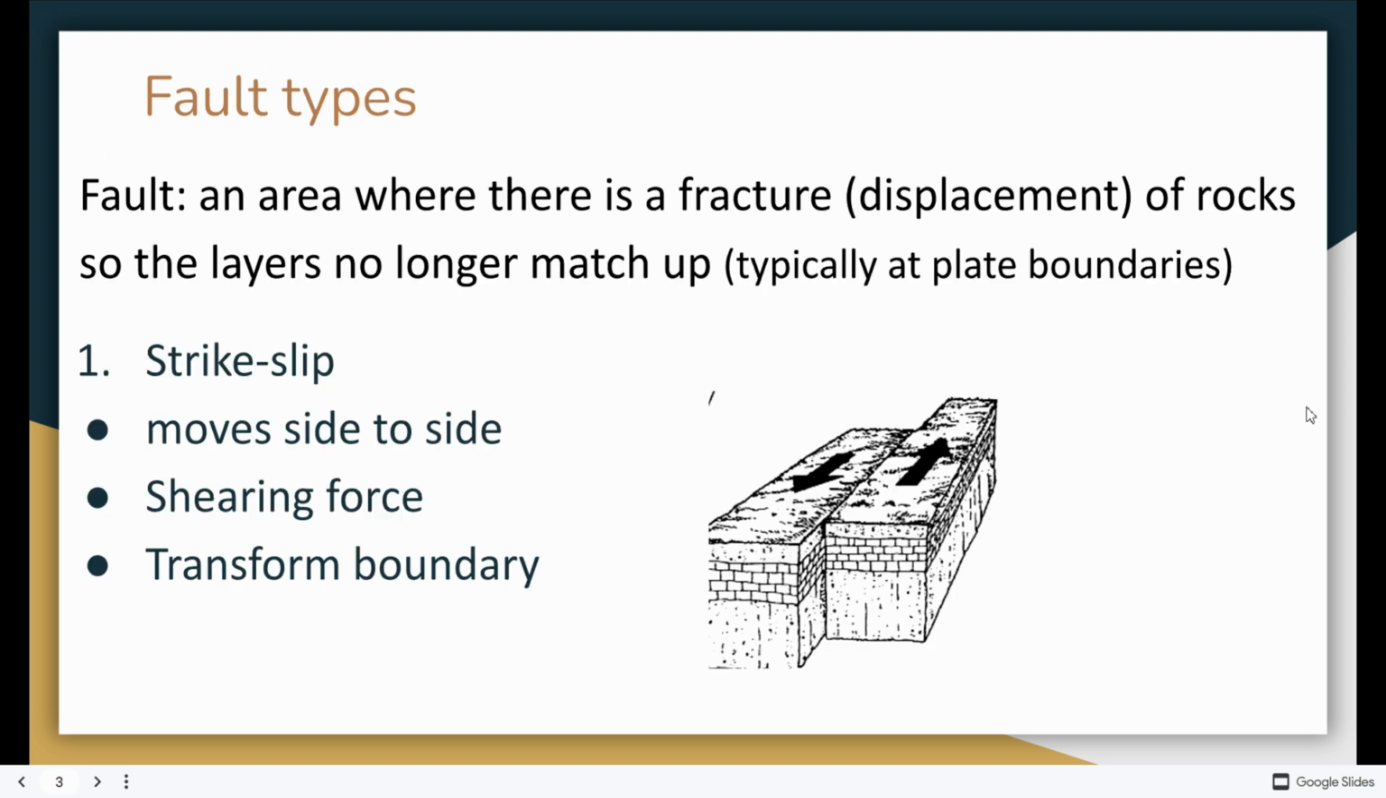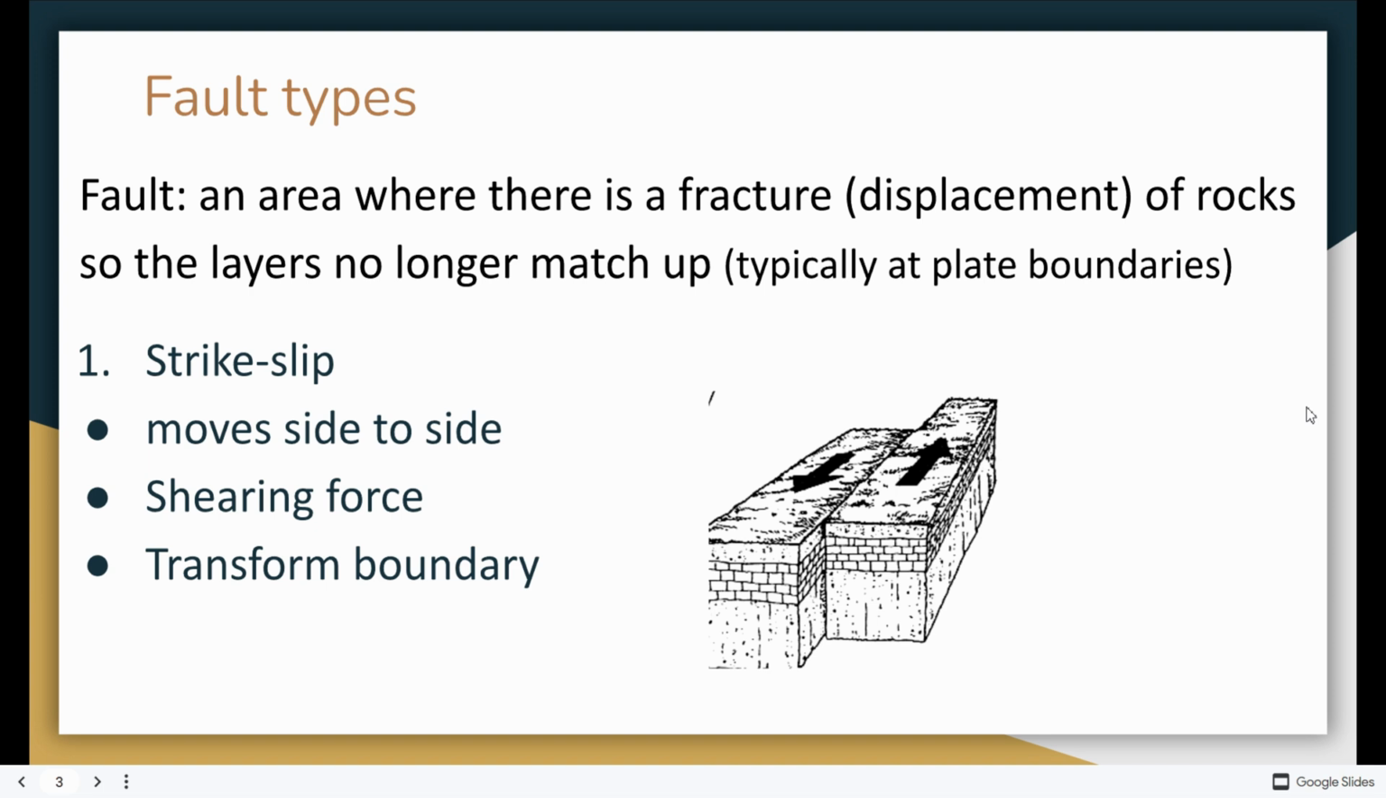All right, so we're going to go over each of the fault types a little bit more here. We talked about them briefly before. But remember that a fault is an area where there is some type of break or displacement of the rocks. A fracture is a break. So the rocks have broken apart or they've shifted somehow so they don't match up the way they did originally. There's movement possible in that area.